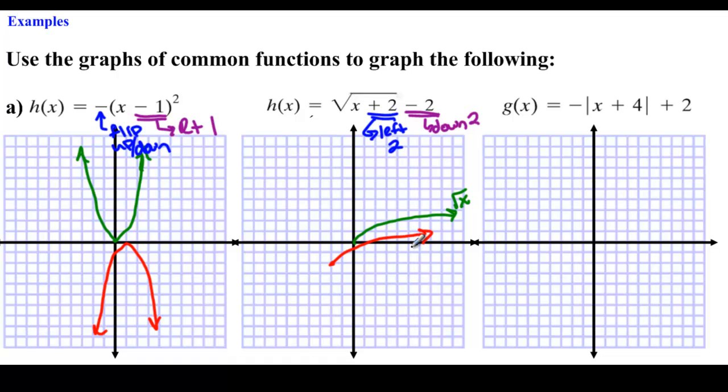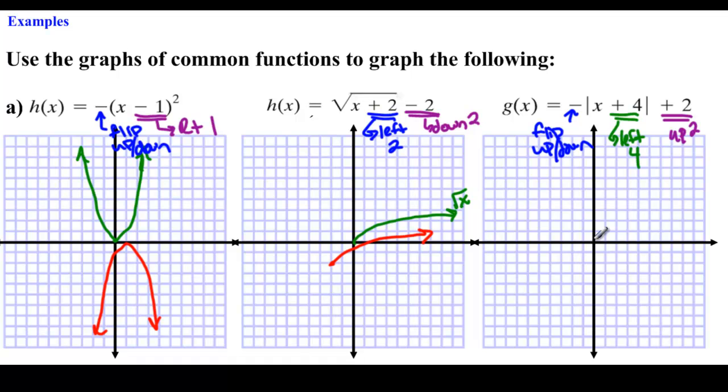And one more. So we have g of x equals negative absolute value of x plus 4, all plus 2. This negative in front is going to have us flip this up or down. This plus 4 is with the x, so it's going to be the opposite of what it looks like, to the left or right. So this is going to be left 4. And then this plus 2 is not with the x, so it's exactly what it looks like, up or down. So this plus 2 is going to move it up 2.